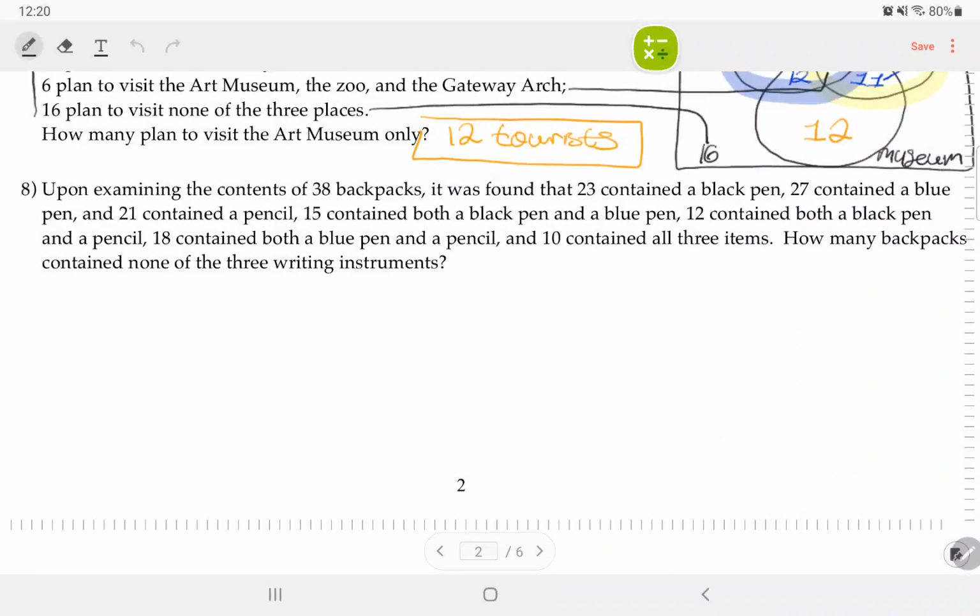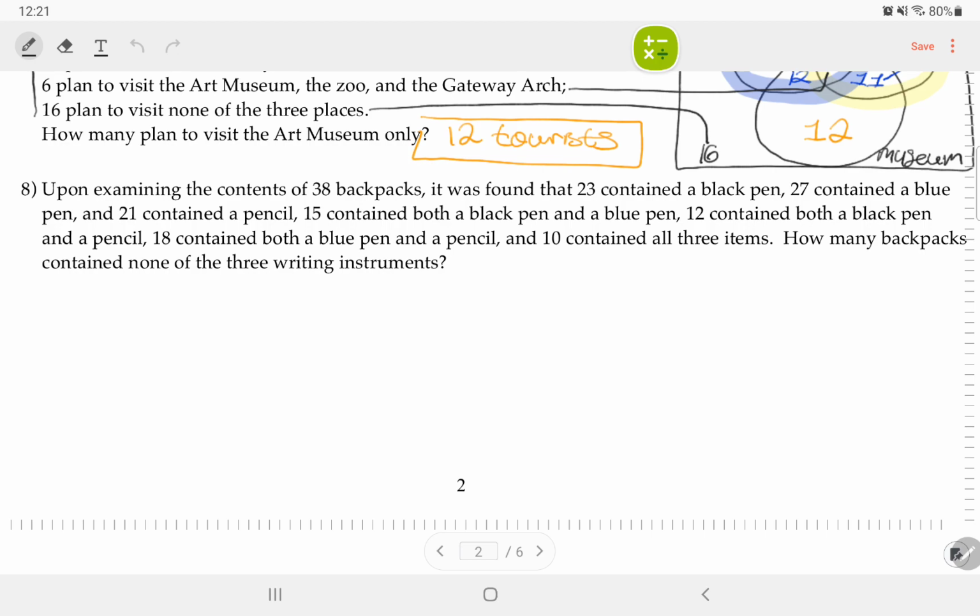Question number 8. It says, upon examining the contents of 38 backpacks, it was found that 23 contained a black pen, 27 contained a blue pen, and 21 contained a pencil. 15 contained both a black pen and a blue pen, 12 contained both a black pen and a pencil, and 18 contained both a blue pen and a pencil, and 10 contained all three. How many backpacks contain none of the three writing instruments?